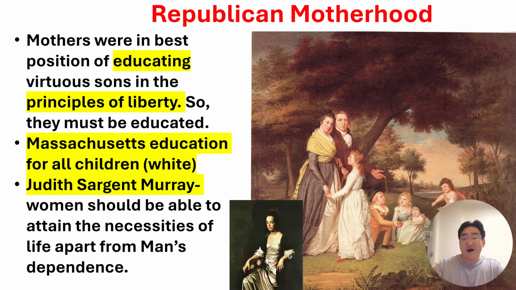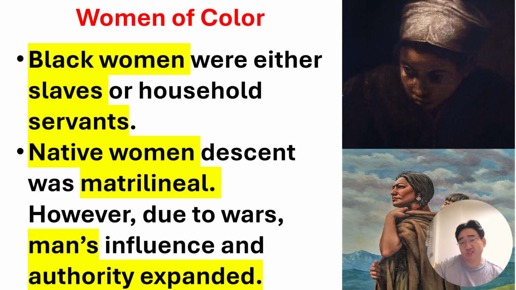A woman named Judith Sargent Murray is going to argue that women should even be able to attain the necessities of life apart from a man. That's going to the more extreme extent, but for now, what you need to memorize is the Republican motherhood. We learned this in a last unit too, so it's pretty important. But if you notice, I was just talking about white women.